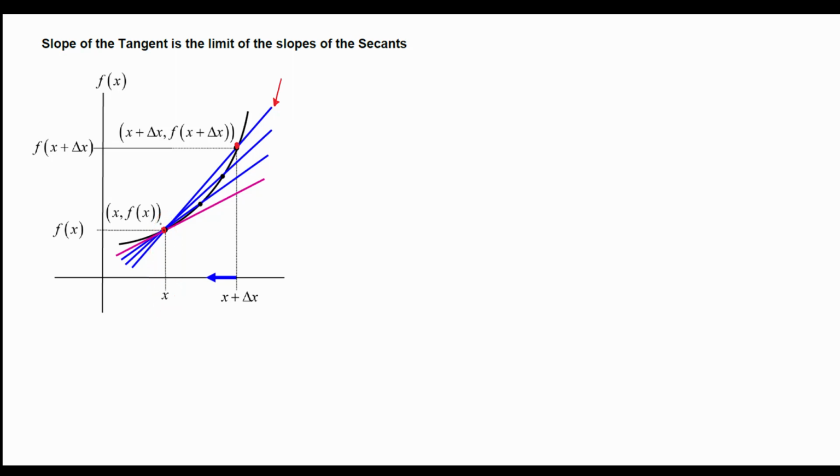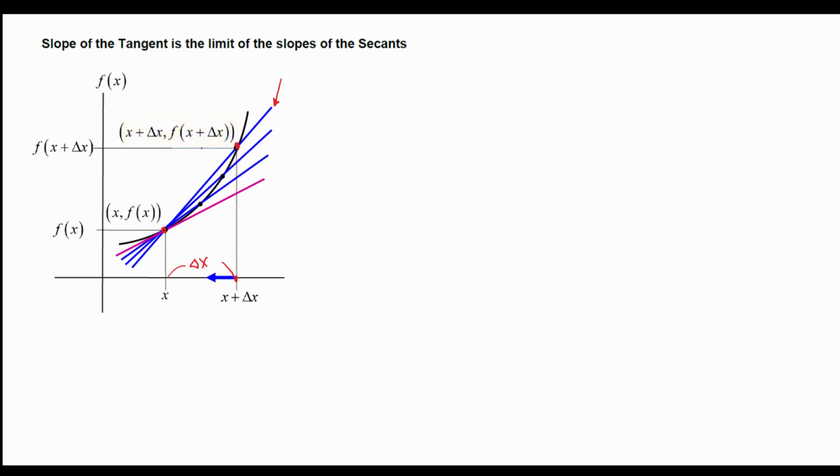Then for the y value, you're going to plug that x into your function f. So the y value will be f of x. And let's say you went delta x amount to the right. Then the next x value here will be x plus delta x. Then the point on this function f will be x plus delta x, comma, f of x plus delta x.